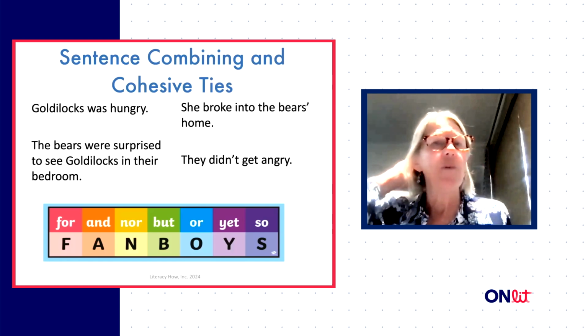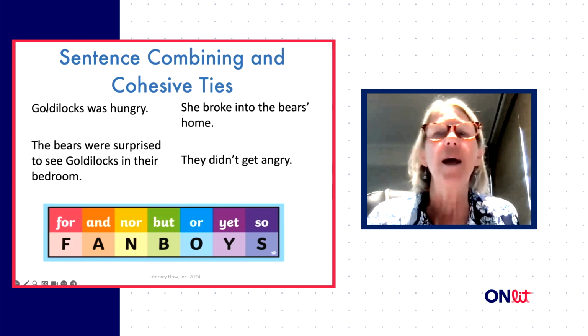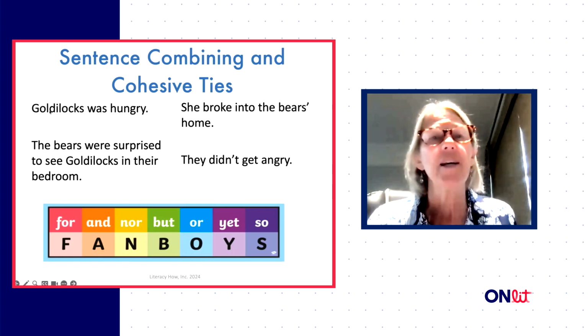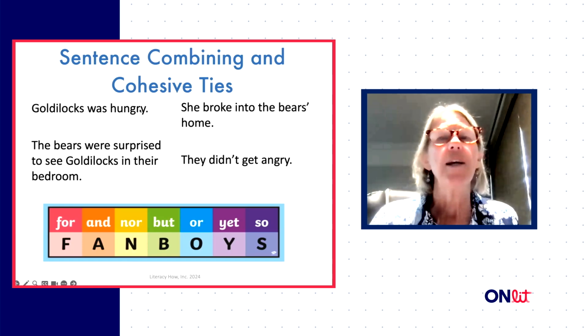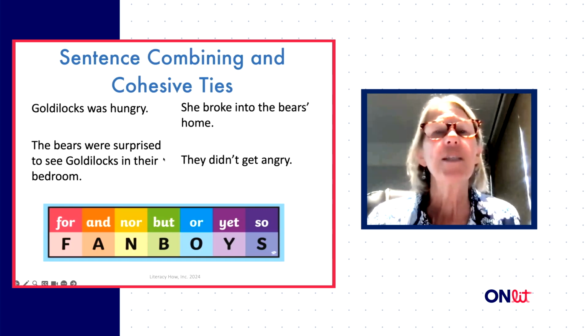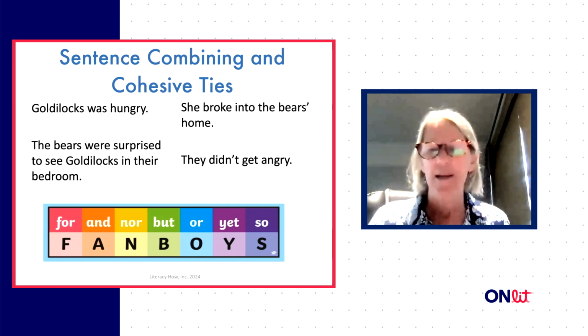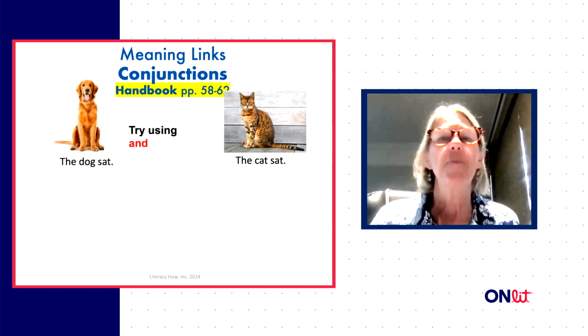And so you can start with something super simple, combining Goldilocks. Oh my gosh, like I said, tongue-tied. Goldilocks was hungry. She broke into the bear's home. What FANBOYS conjunction would go here? Goldilocks was hungry, comma, so she broke into the bear's home, right? So just combining two simple sentences into a compound sentence.